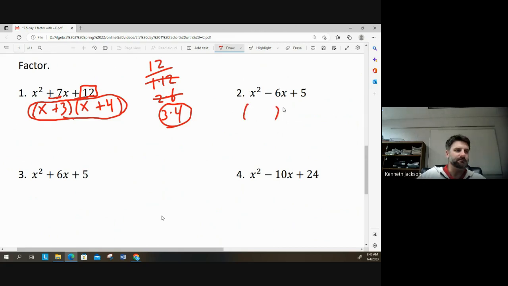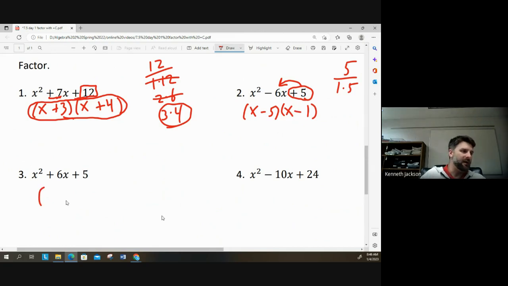On number 2, x and x will get me x squared. And I'm looking for numbers that multiply to 5 and add to 6. So that'd be 1 times 5. Those are the only numbers that multiply to 5, 1 times 5. So it must be 5 times 1 or 1 times 5. The order of the numbers does not matter. And since it's a negative 6, they both have to be negative.